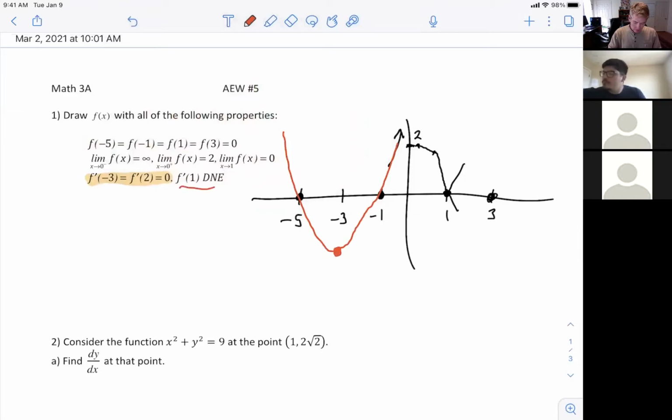And the last part is at 1, the derivative does not exist. So now I'm thinking that having it bounce up right here at 1 is probably the way to go, because if you make a corner or a cusp, the derivative doesn't exist.